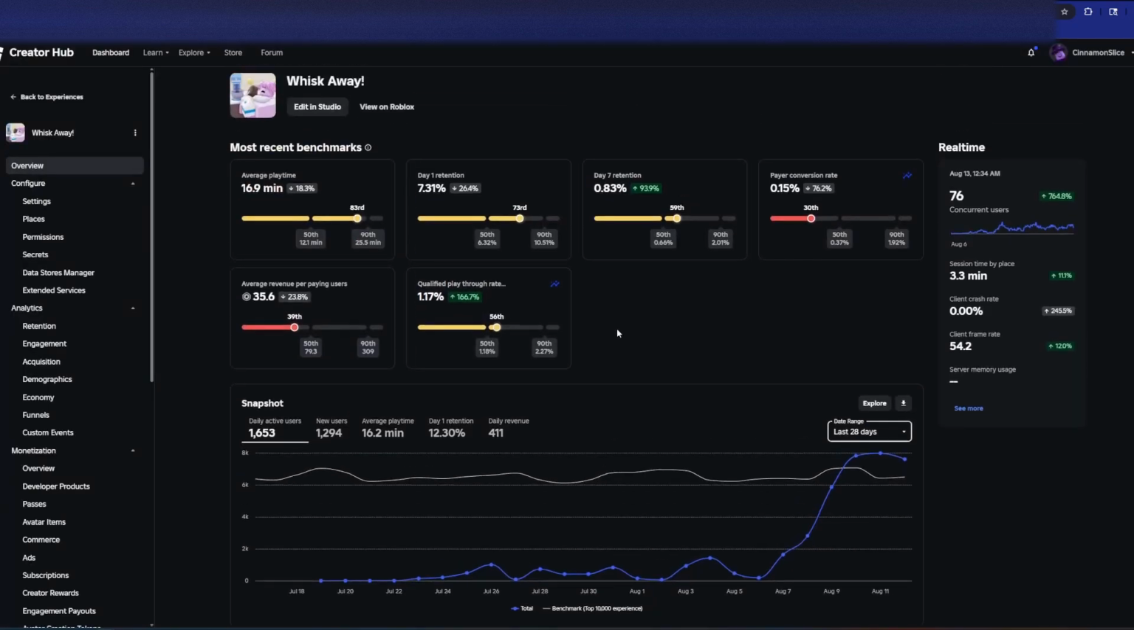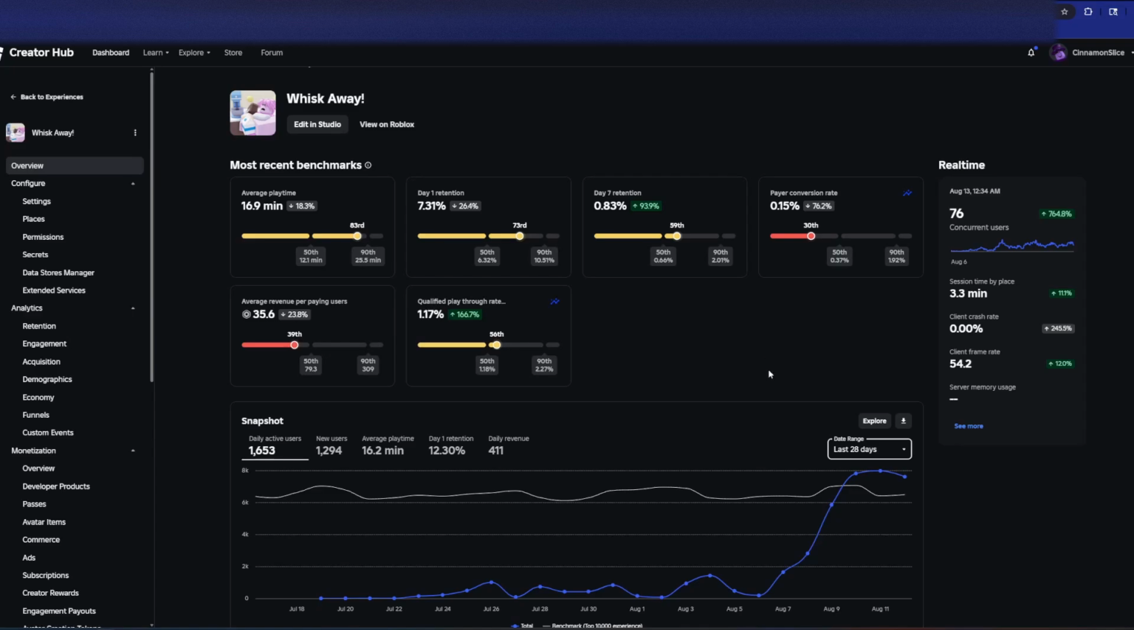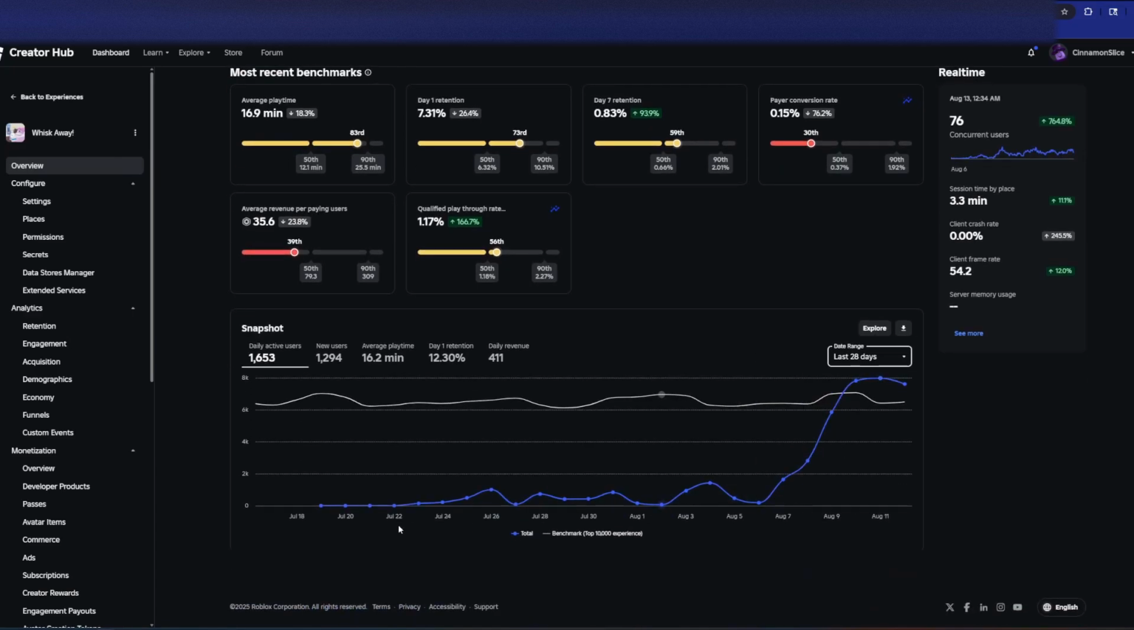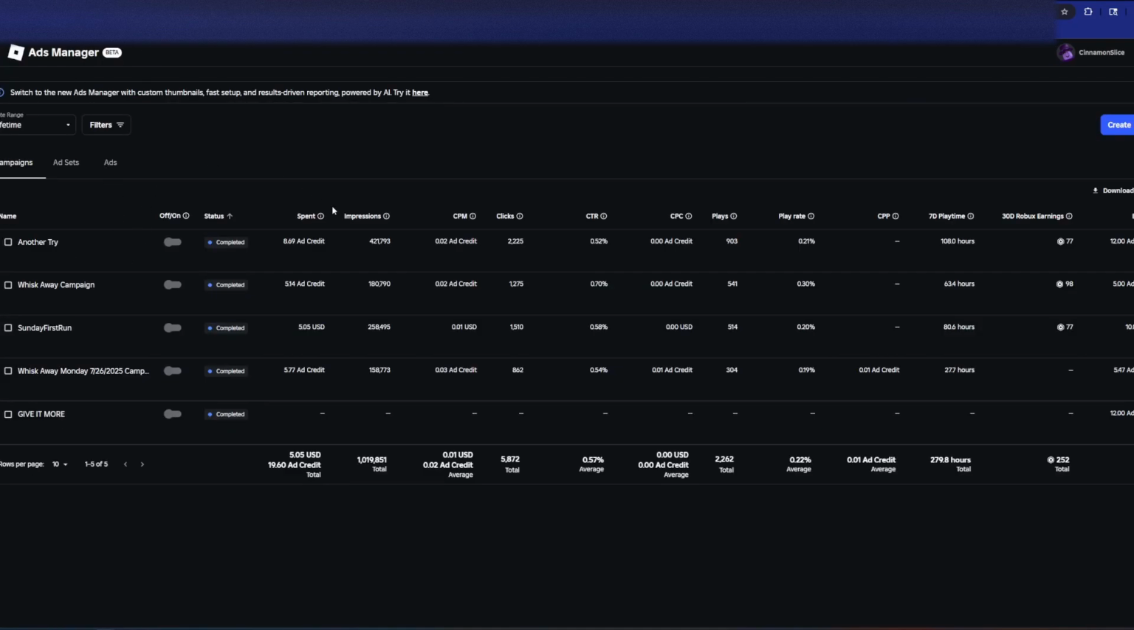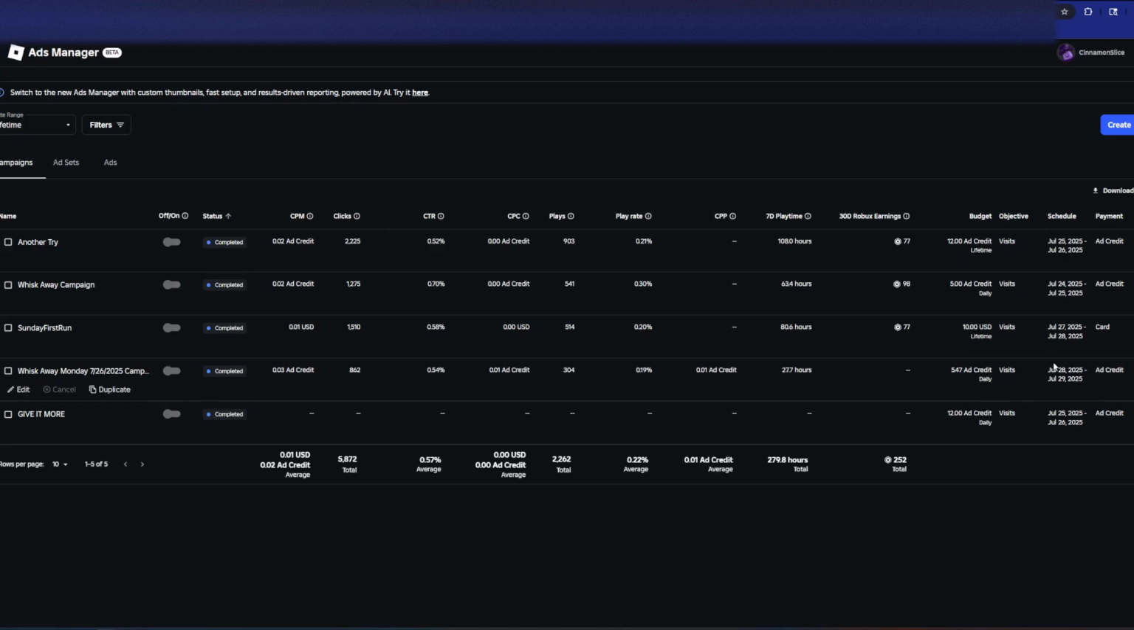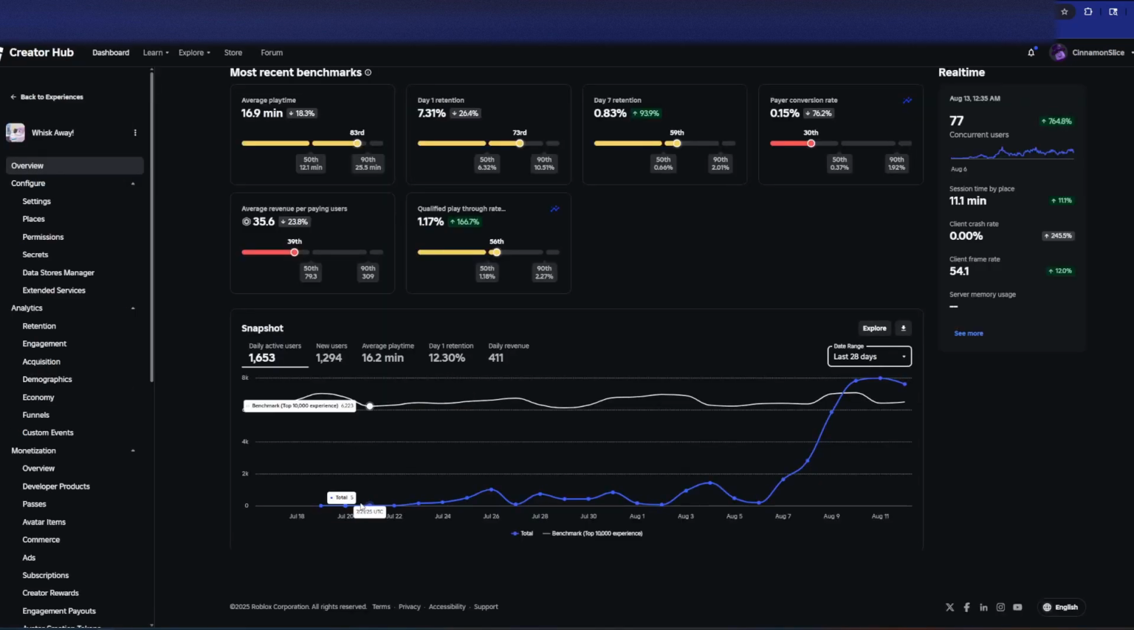I think we can check the snapshot. The last 28 days the game has been released. You can see I maybe started. We can check the ad manager to see when I actually started running these ads. I believe, yeah, we can see that I started running the ads on July 24th. So if we go to July 24th when I started running the ads, you can see I only got at like 217 active users.